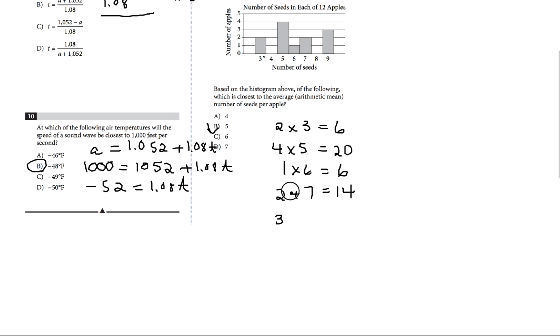3 apples should have been times. 3 apples had 9 seeds. And I added these all up, and I got 73. It told us that we have 12 apples, so I divided this by 12, and we got 6-ish. So the answer is 6. All right, let's go and do another page.